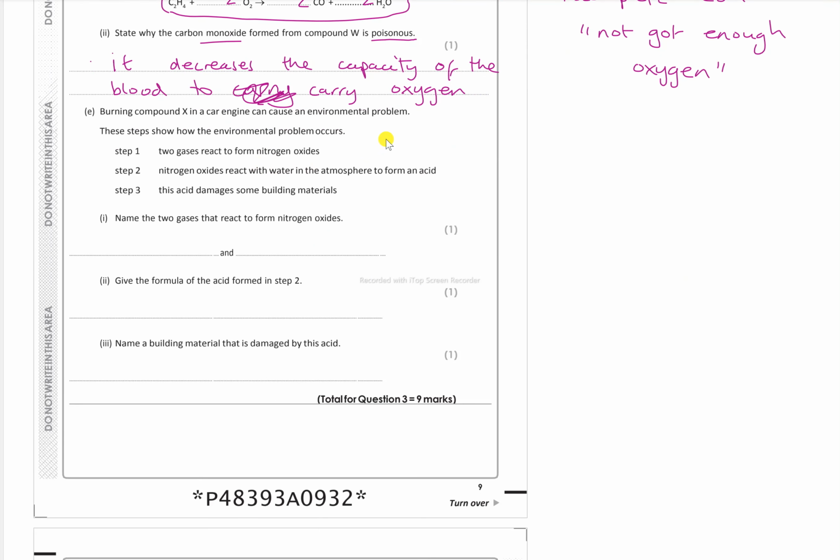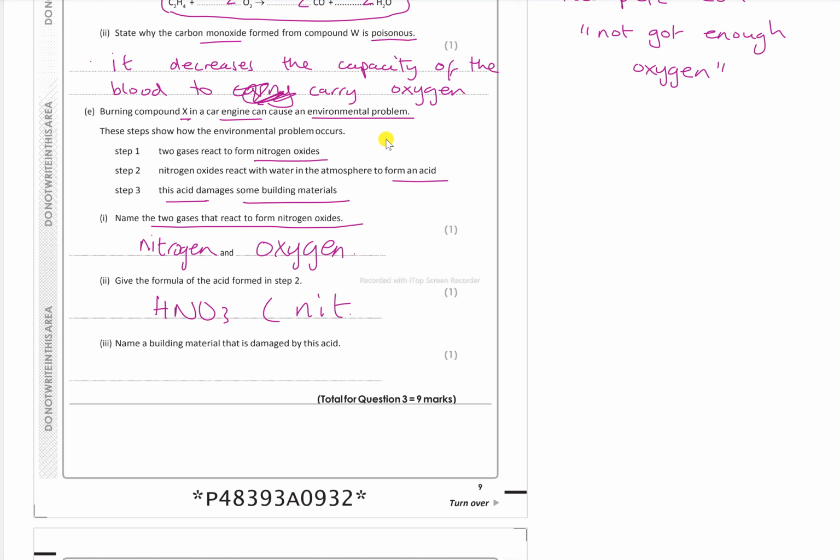Right. Burning compound X in a car engine can cause environmental problems. You get nitrogen oxides. They react to form an acid. The acid damages some buildings. Name the 2 gases that form. So it's nitrogen and oxygen. Give the formula of the acid. Is HNO3. What is it called? Nitric acid.